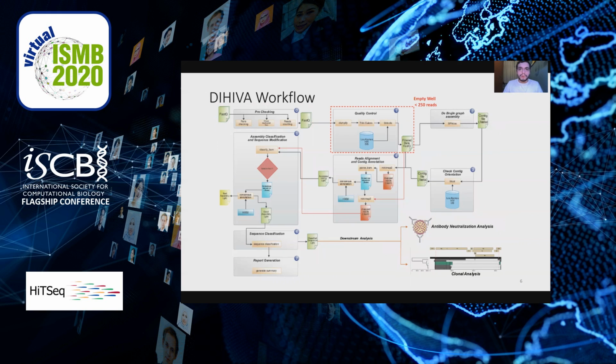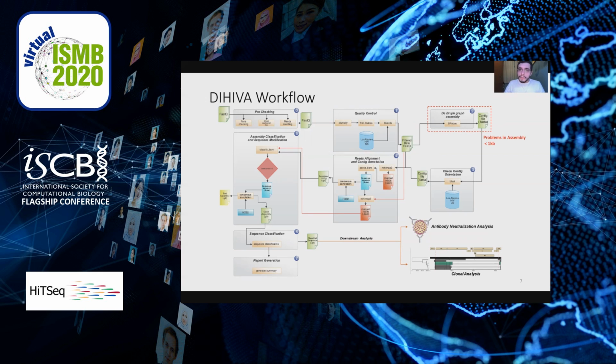Otherwise, it proceeds to the quality control step that involves PCR amplification removal, correction of putative errors generated during the sequencing reaction, and selection of unique reads. We also perform positive selection using the Los Alamos HIV database, and at this point we filter out samples that have less than 250 reads, classifying them as empty well.